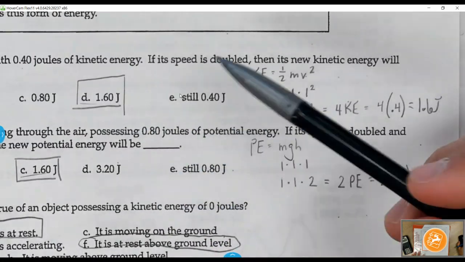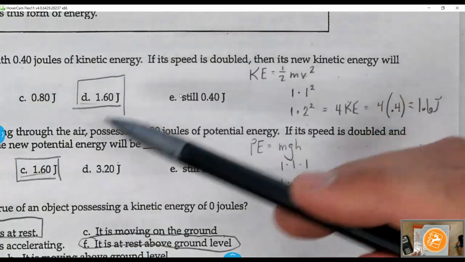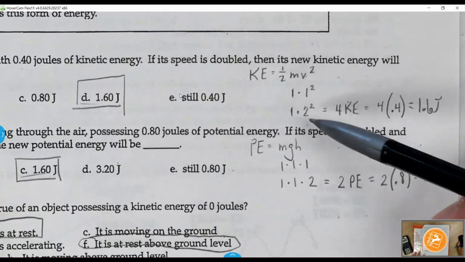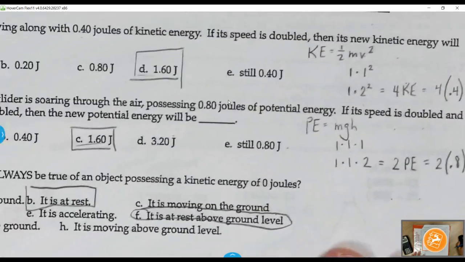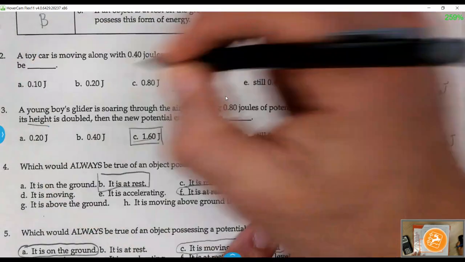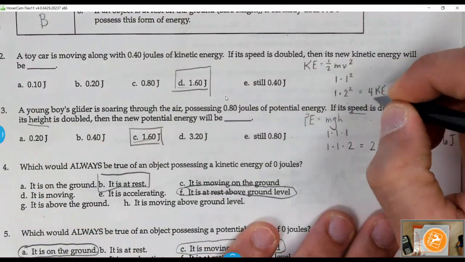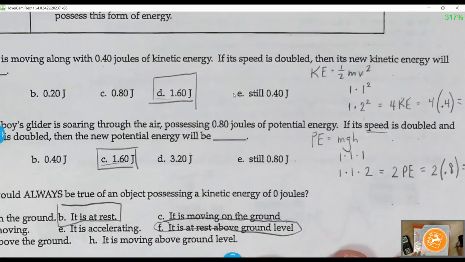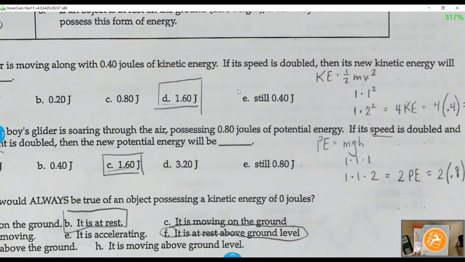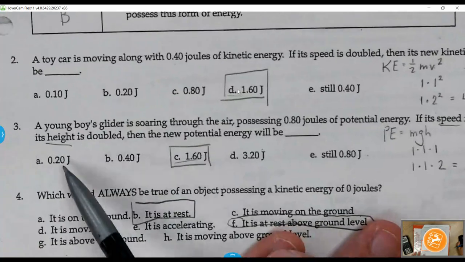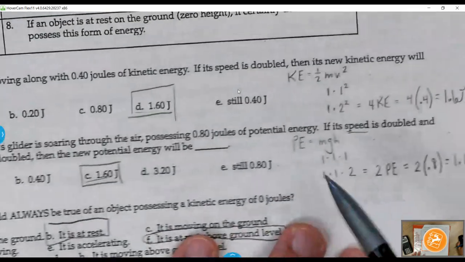All right. They said a young boy's glider soaring through the air has 0.80 joules of potential energy. If its speed is doubled and its height is doubled, what is the new potential energy? I had a couple people saying, what do I do with this? Well, speed is doubled, that would affect the kinetic energy, but they didn't ask us about that, so we don't actually need that. So the height is what's going to be important here.